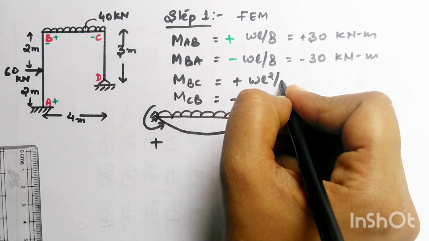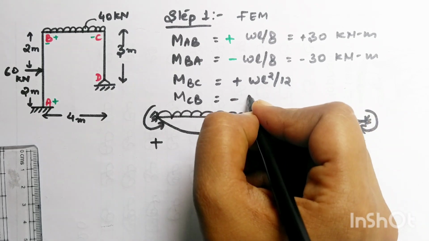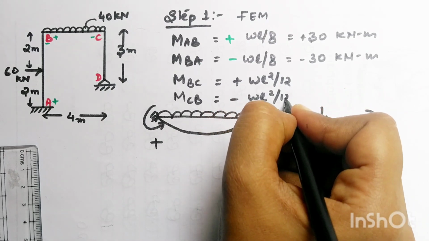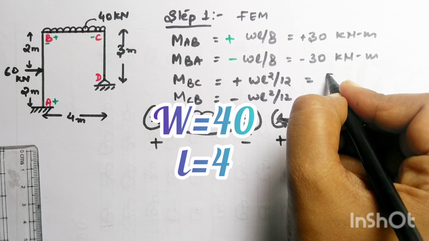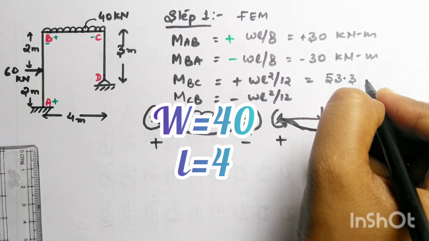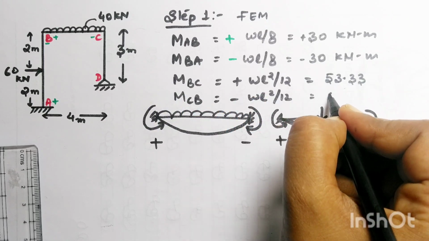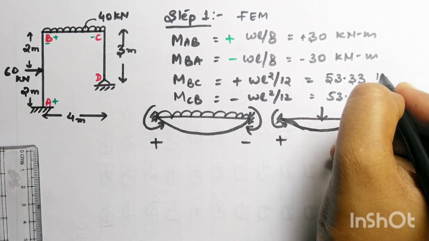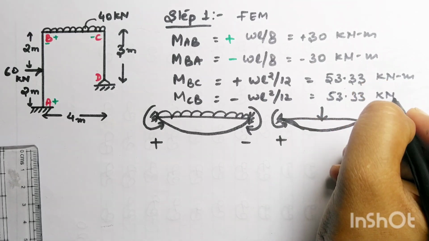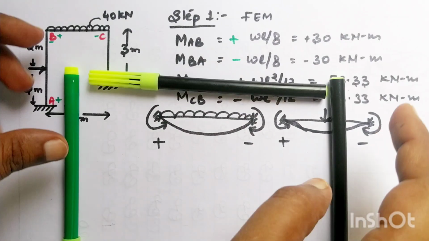Okay, so this one is positive WL square by 12 and this one is negative WL square by 12. By substituting the value of W and L here, we are getting 53.33 kilonewton meter and this one is negative 53.33 kilonewton meter.